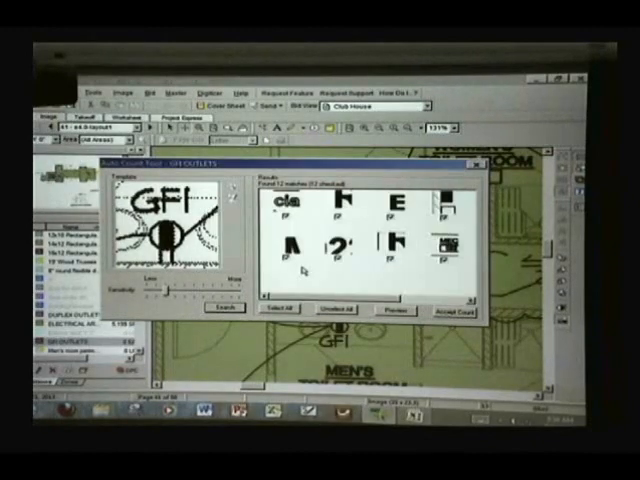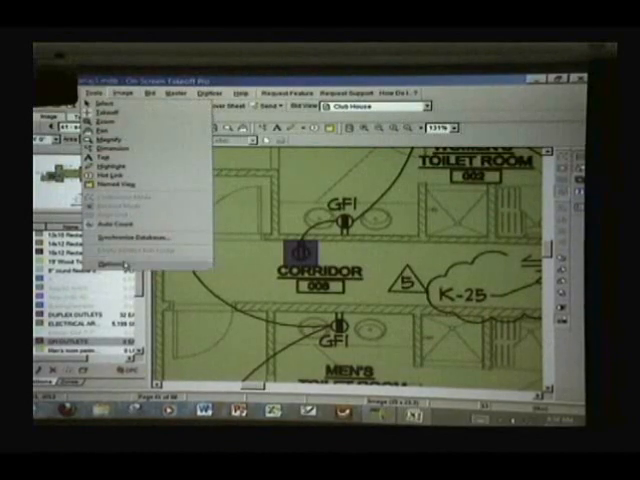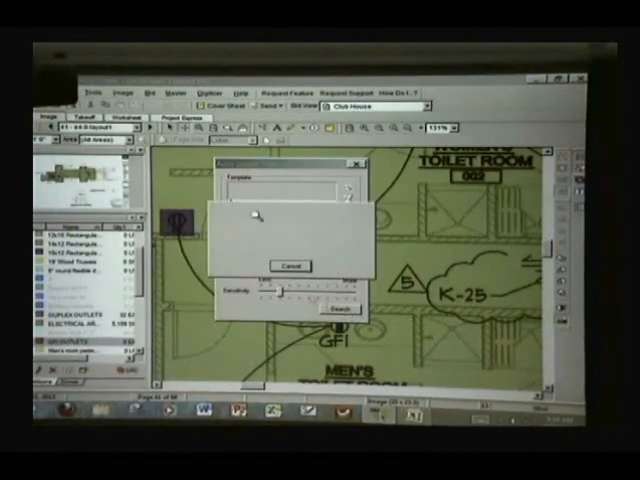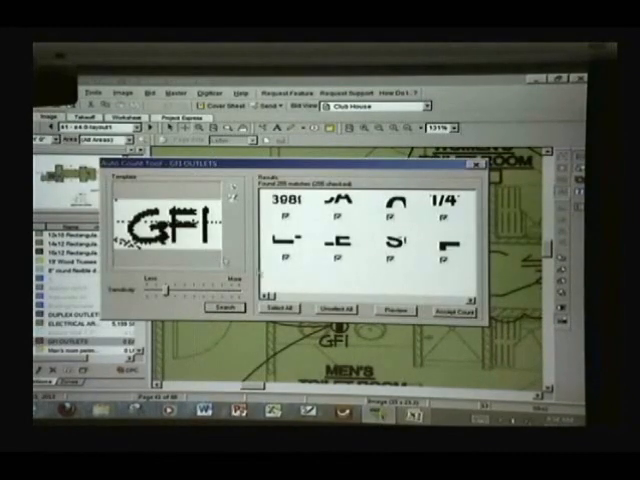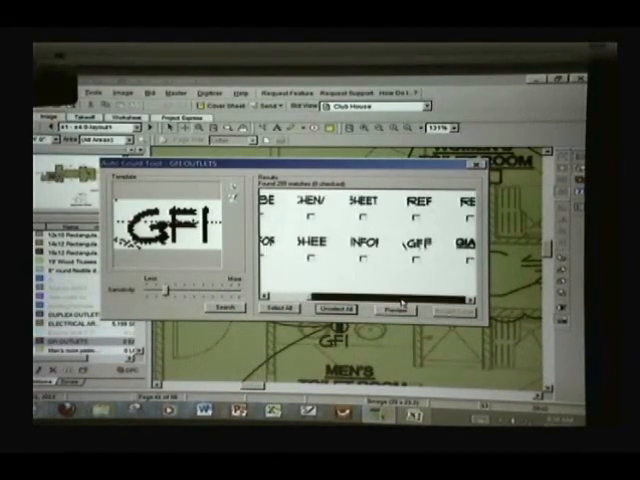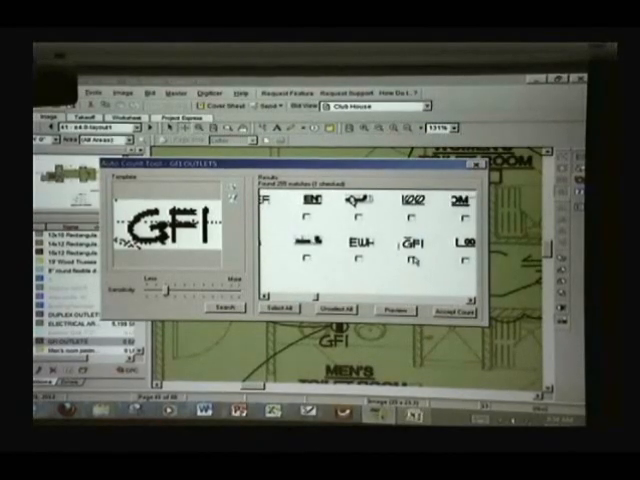I think I'm going to cancel these and do it again. Tools, auto count, and then just click the GFI, because it will look for those words regardless if it is on top of the switch or below. So let's see how this works. Not too good. Oh well.